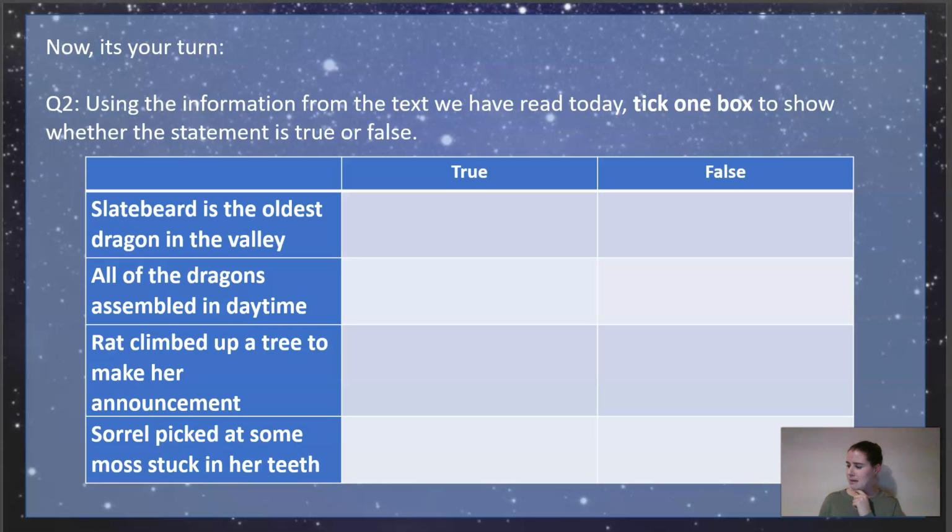So the rat scampered nimbly up the rock, climbed Slatebeard's tail, and crouched on his back. Now, the bit before says, come up here, rat. Tell us what you saw and heard. So this is a suggestion that rat's going to make an announcement.